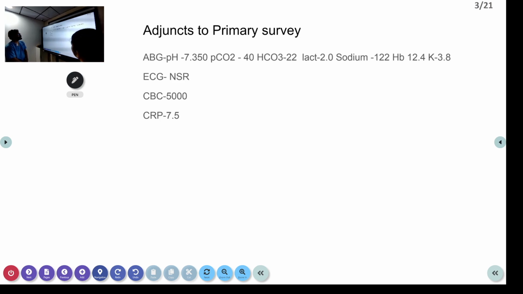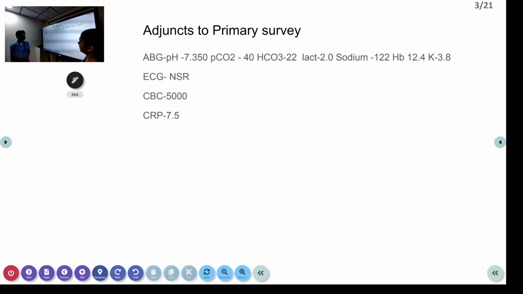Coming to adjuncts of primary survey, the first adjunct, what should you use? GRBS. Since our VBG is showing glucose, we initially took it. ABG showing a pH of 7.350, PCO2 of 40, bicarb of 22, lactate of 2, sodium 122, Hb 12.4 and potassium of 3.8. ECG showing normal sinus rhythm. CBC and CRP were taken, showing WBC count of 5000, CRP of 7.5.